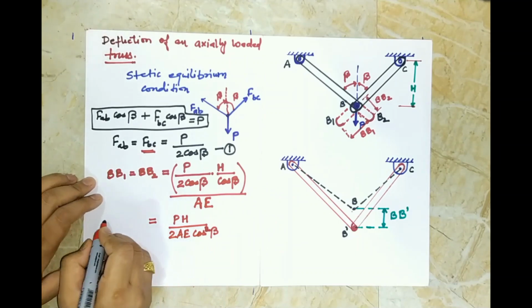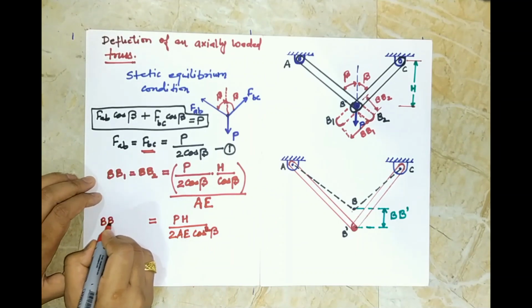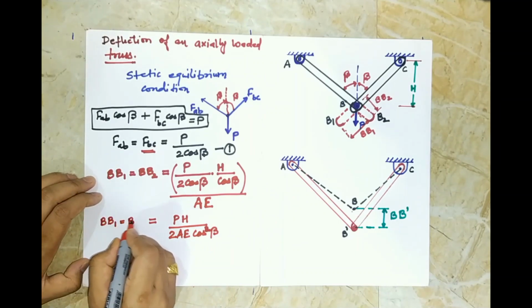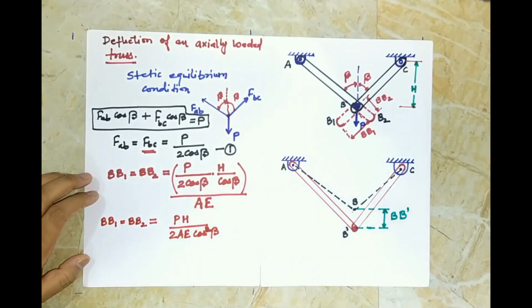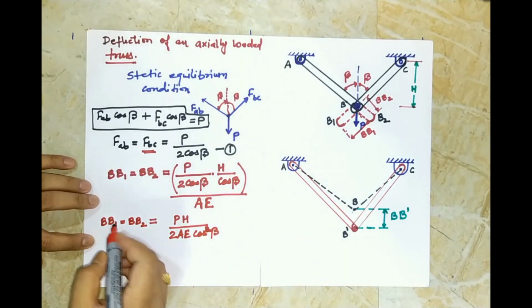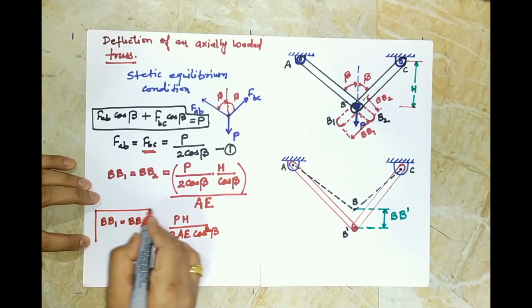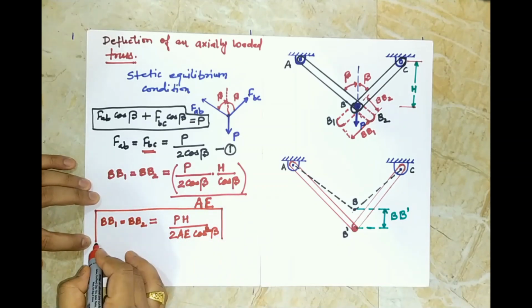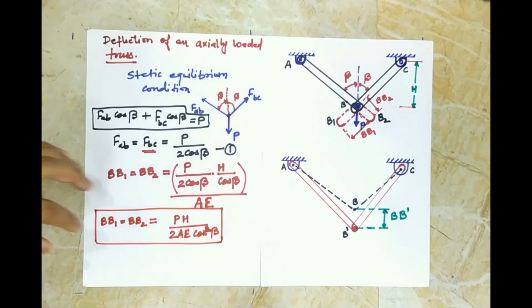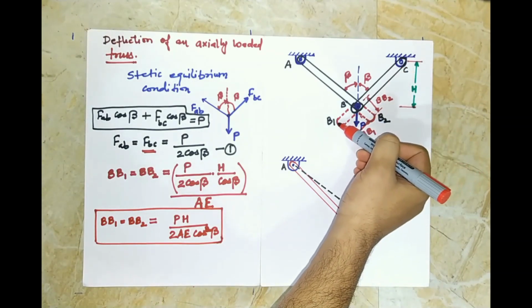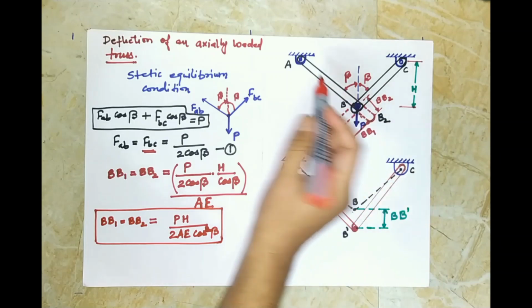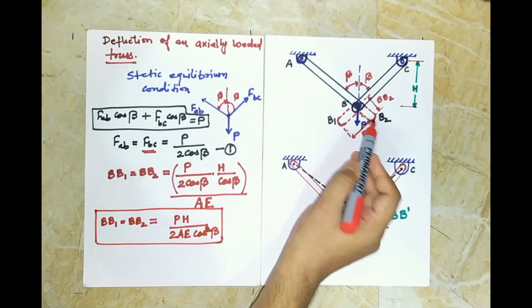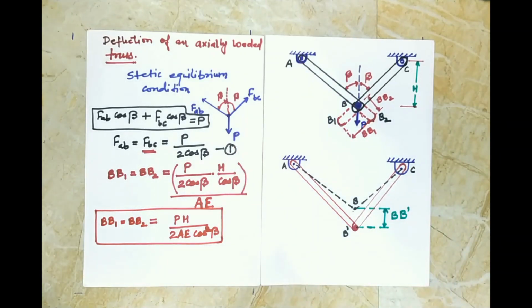Okay, so BB1, which is equal to BB2, is equal to this. So this is the change in length in each of these members. Now we see here that this link also will try to elongate to this length, and this link will also try to elongate to this length. Here comes in the concept of displacement diagrams.